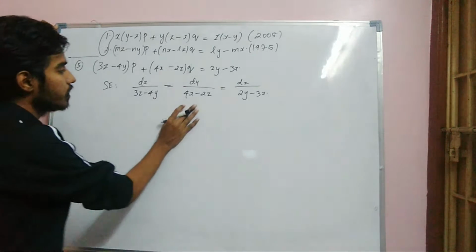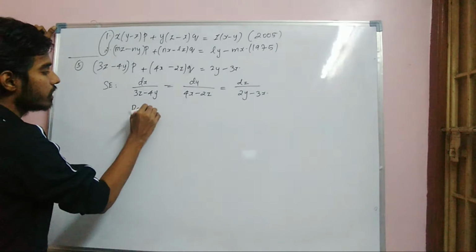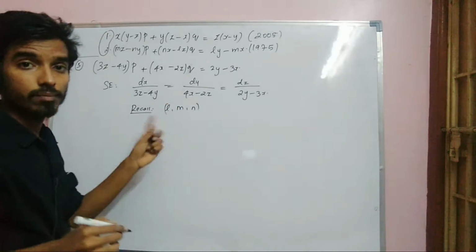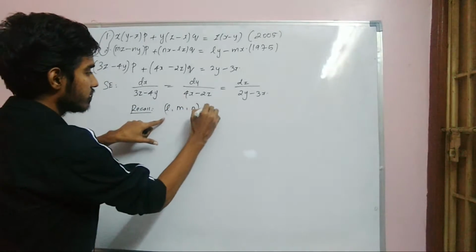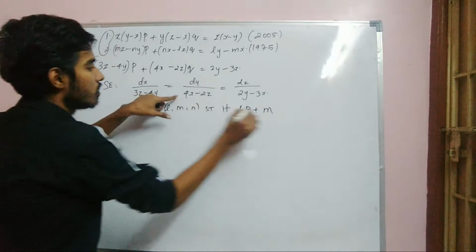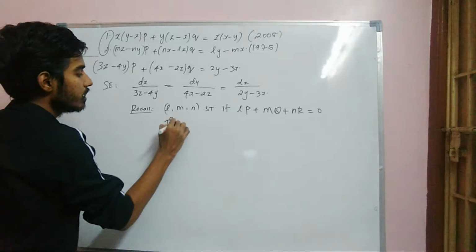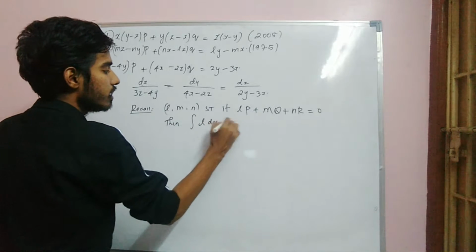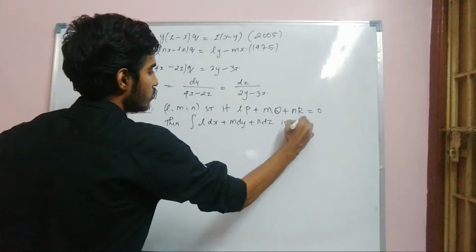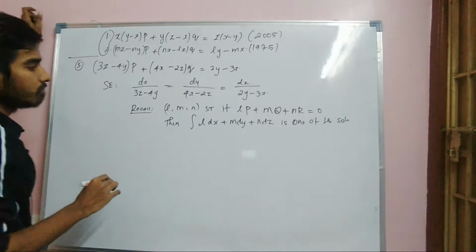Here, first we need to find two multipliers. First we will recall what is meant by Lagrange multipliers. We need to find a triplet L, M, N, which can be constants or functions, such that if L into capital P plus M into capital Q plus N into R is equal to 0, then the integration of L dx plus M dy plus N dz is one of the solutions. This is what Lagrange's multipliers are.